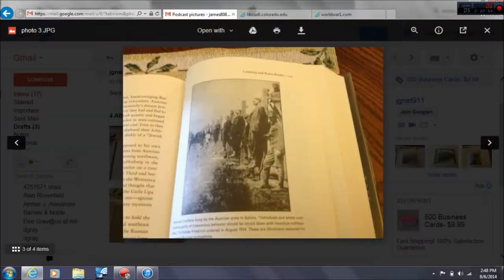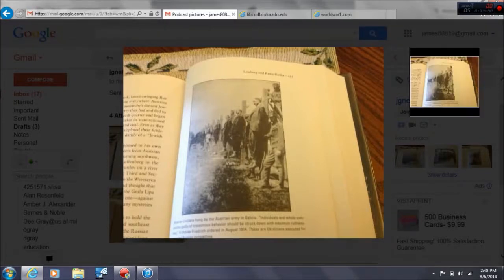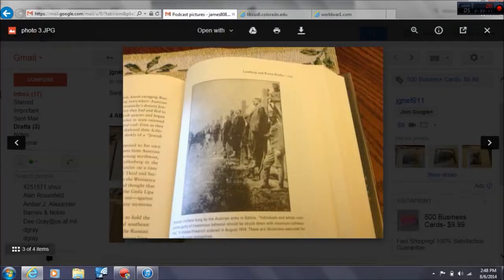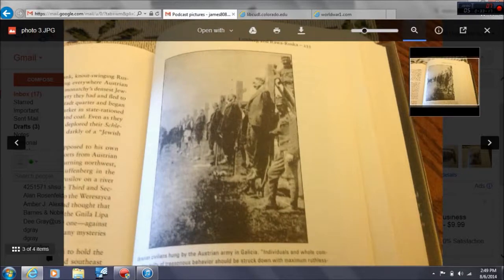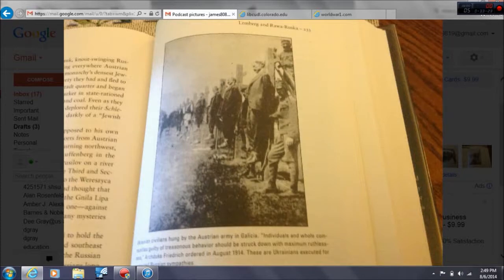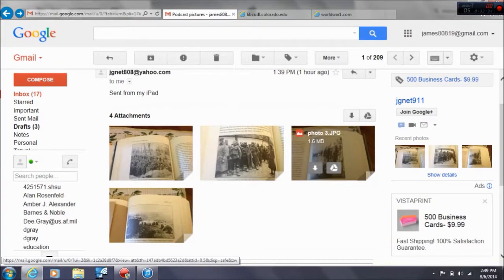Galicia is mostly modern part. You can see the Austrian soldiers standing next to the corpses. It's mostly in what is today known as Poland and Ukraine. And these people were hung for allegedly helping Russian soldiers. The caption reads, Ukrainian civilians hung by the Austrian army in Galicia. Yeah, so that's where that's from. And I know they're brutal pictures, but they're part of the historical account.